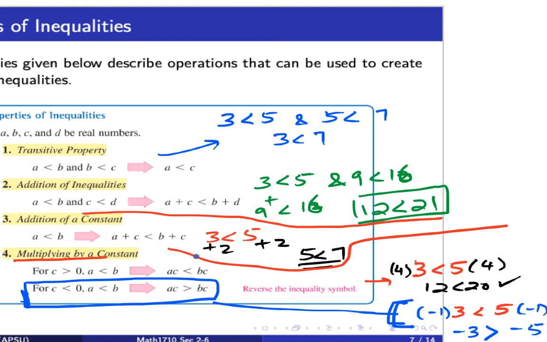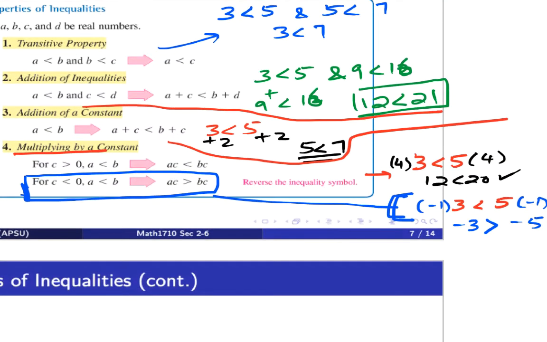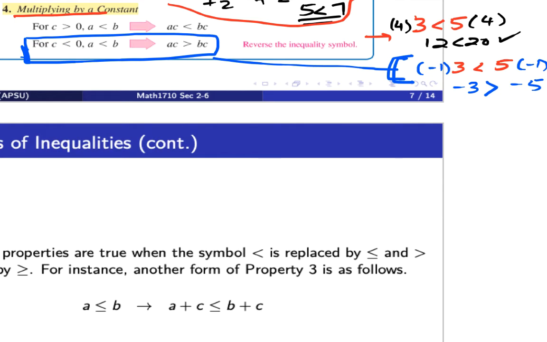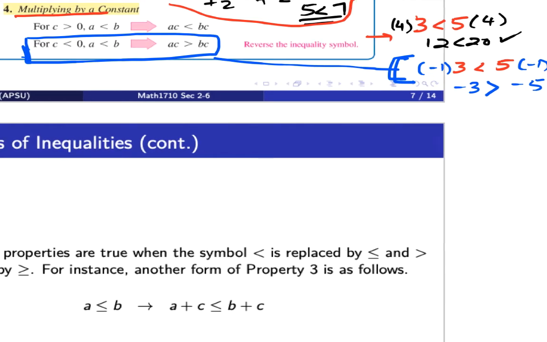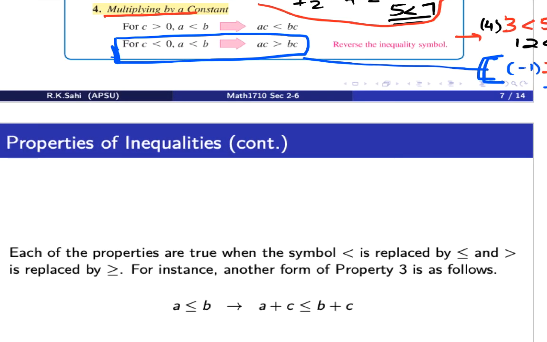Okay, now all these properties we are looking at for the less than symbol are also going to be true for greater than or less than or equal to. That's what it simply means. A is less than or equal to B, that means when you add a constant to both sides, A plus C is less than or equal to B plus C. Now what we're going to do is a lot of examples.